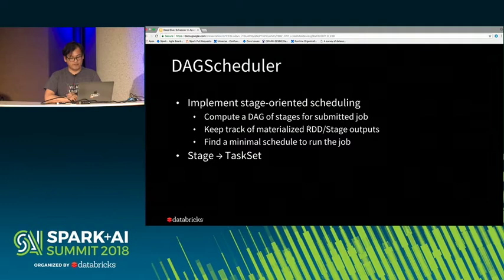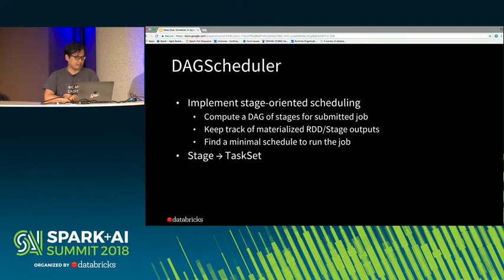It begins with computing a DAG of stages for a submitted job, and it keeps track of materialized RDDs or stage outputs. And finally, it finds a minimal schedule to run the job, and it turns the stages into task sets.